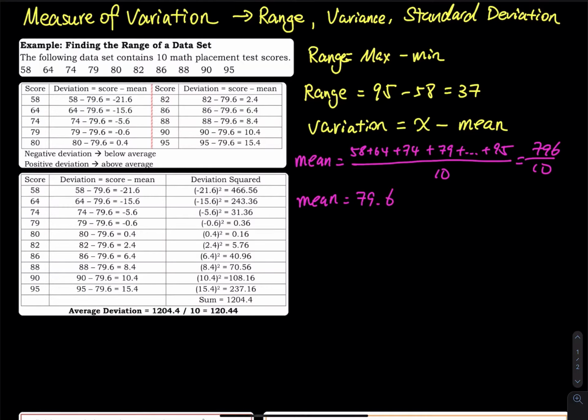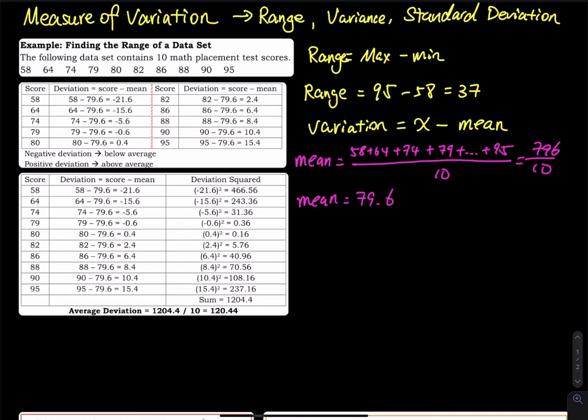On the left, do you see that we have two columns, right? I didn't use 10 rows because I want to make the table more compact, so I use a red line to divide the big table. On the left side, we have two columns: one for score and one for deviation. Deviation is equal to score minus the mean.